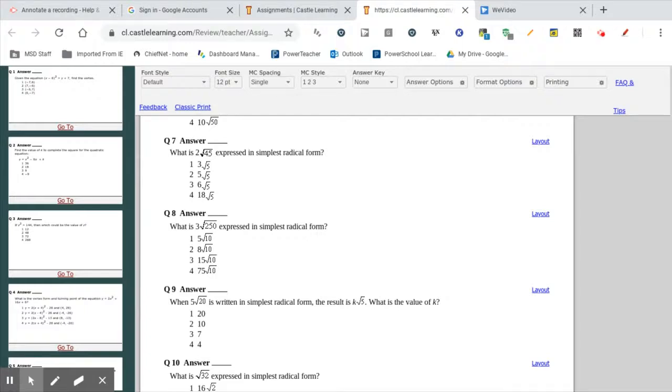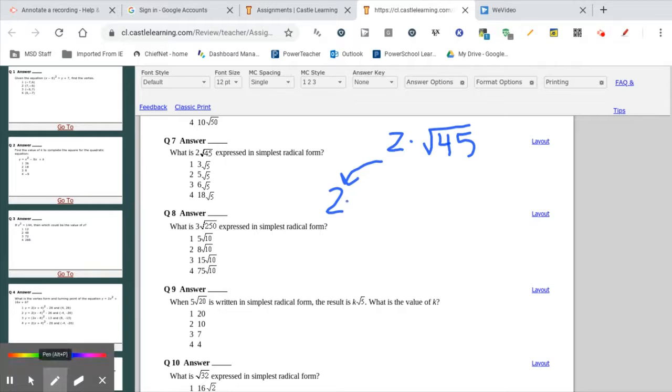Okay, number 7. What is 2 square root 45 expressed in simplest radical form? So remember that this is really just 2 times the square root of 45. So we're going to bring the 2 down, let it just hang out on the side right now, and focus more on the square root of 45.